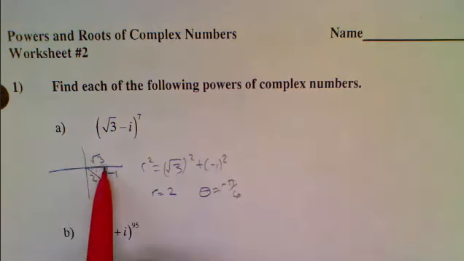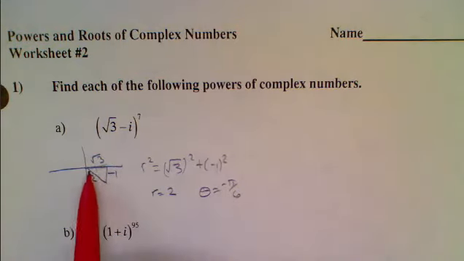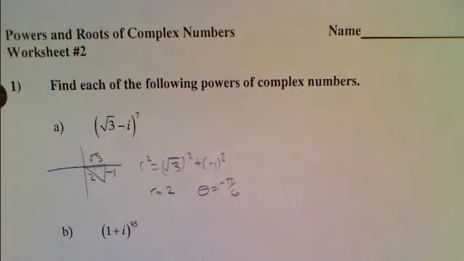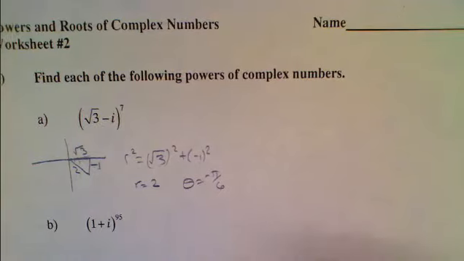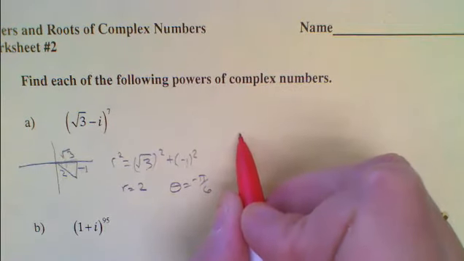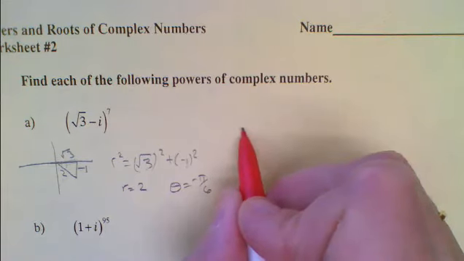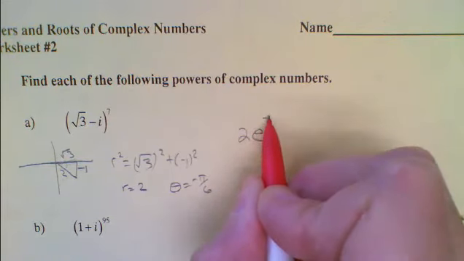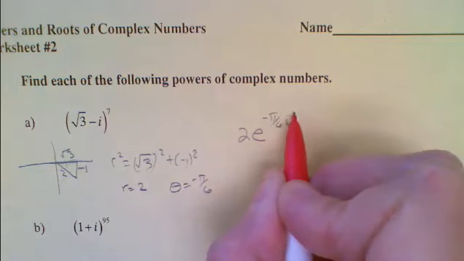The cosine is radical 3 over 2. The sine is the opposite over the hypotenuse. All right, so once you have that, you can write it in any form. Sometimes I think if you put it in exponential form, it makes the most sense. So my radius is 2. My angle is negative pi over 6.